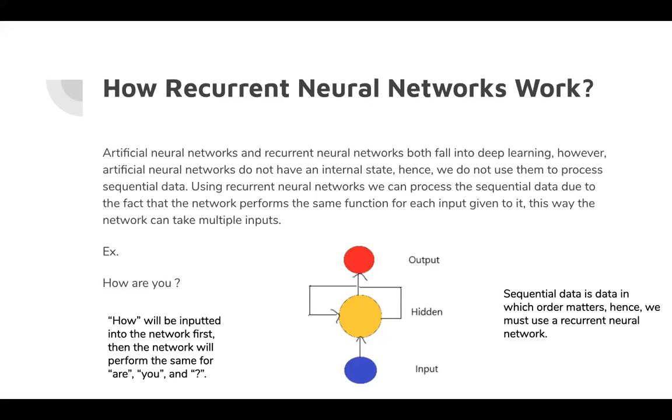So using recurrent neural networks, we can process the sequential data due to the fact that neural networks perform the same function for each input given to it. This way, the network can take multiple inputs, and these multiple inputs can train the neural network for it to create a memory of what to do.